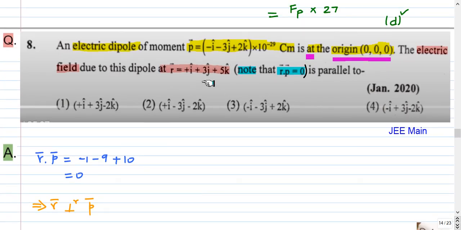Direction of the dipole moment vector is -1, -3, +2. So the direction of the electric field will be 1, 3, -2. So the correct option is option 1.